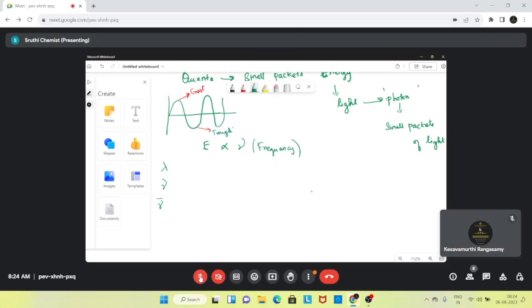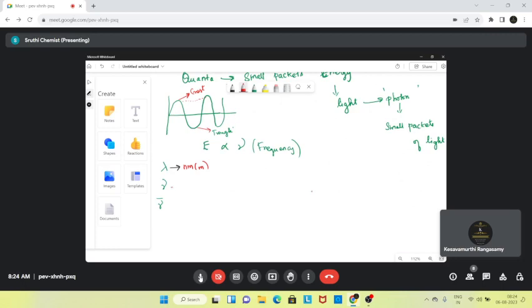Then I hope you know the meaning of wavelength. What is a wavelength? The distance between one crest and another crest, or one trough and another trough, is the wavelength. Very good. It's lambda. Mostly wavelength is given in nanometers. The unit can be meter, nanometer, or angstrom. Wavelength, lambda, is nothing but the distance between two adjacent crests or two troughs.